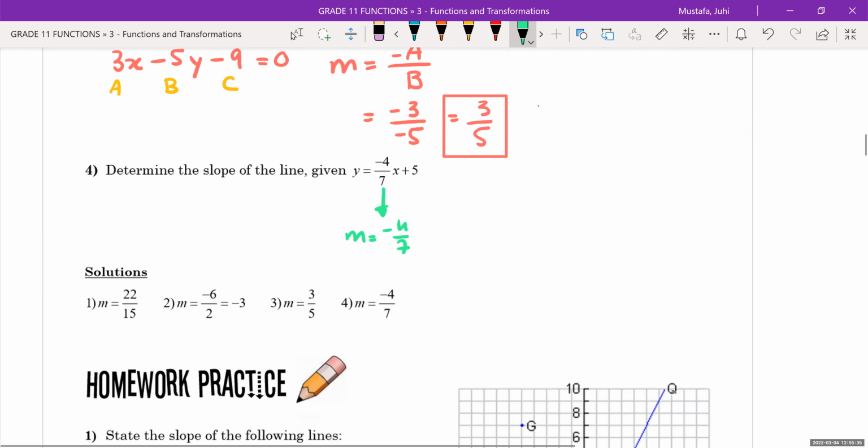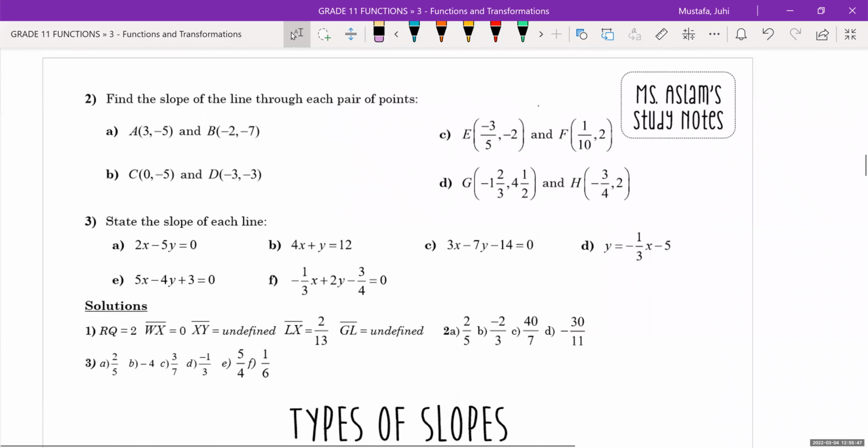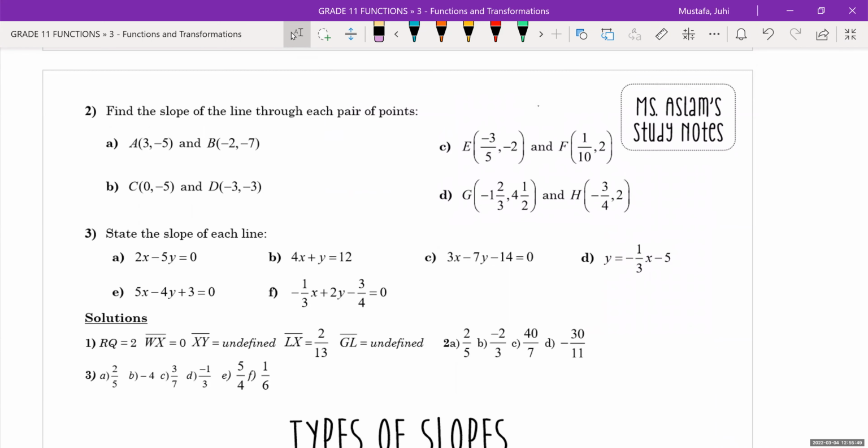Okay, homework practice are the following questions. So go ahead and just take a picture of these, you guys at home. That's question number 1. And then these are questions 2 and 3.